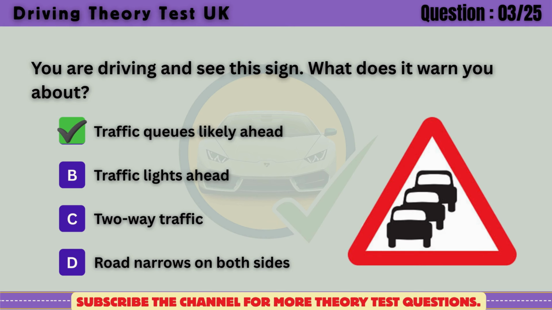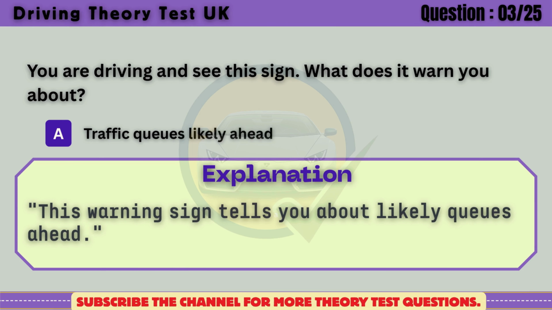Answer was A. Traffic queues likely ahead. This warning sign tells you about likely queues ahead.